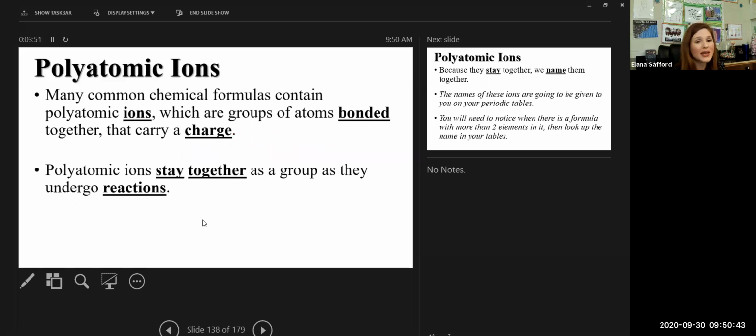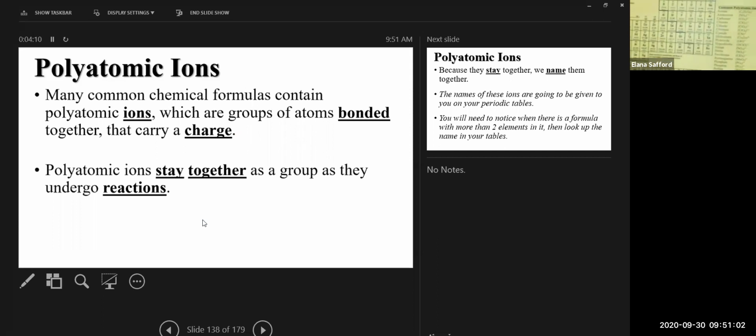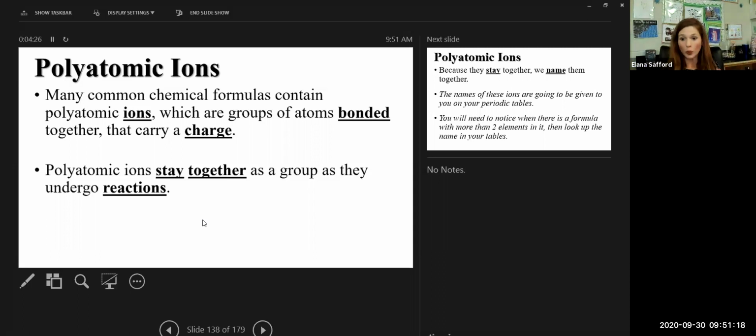Most common chemical formulas will contain polyatomic ions, which are groups of atoms bonded together that carry a charge. One interesting thing about polyatomic ions is that they stay together as a group when they undergo reactions. I always tell my classes, buddies stick together. Wherever you see these charges, they are not going to change. I'm talking about those little numbers right there. That means the entire group will have that charge, and we don't try to pick them apart.